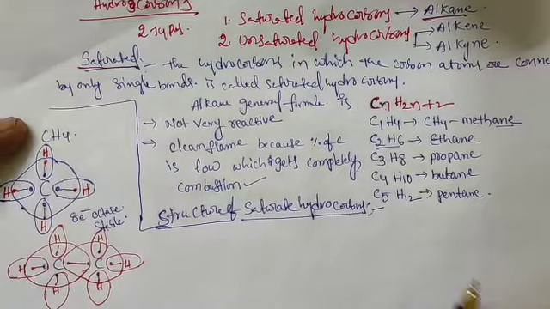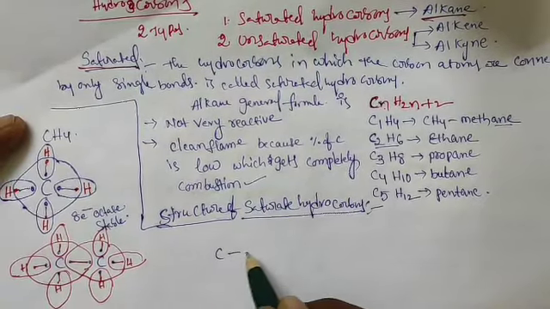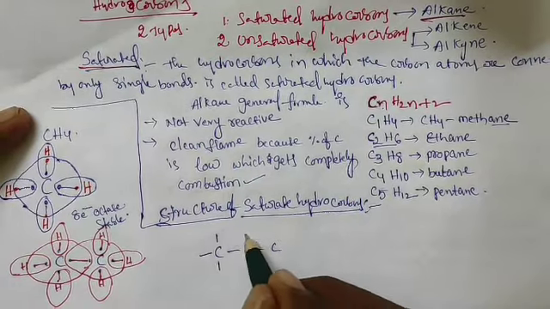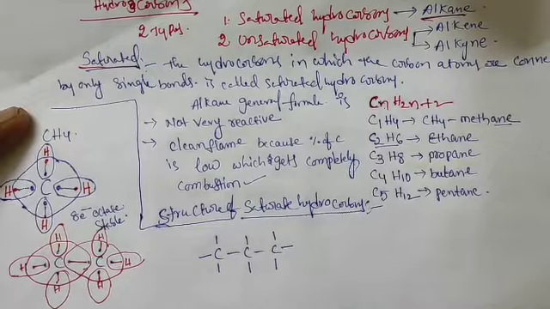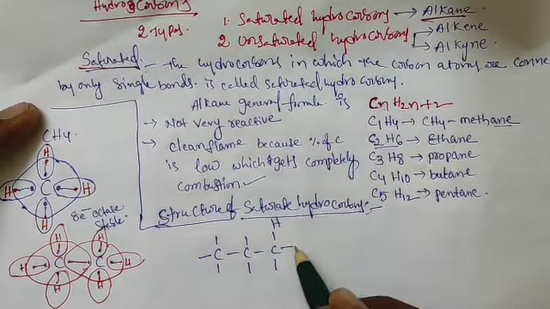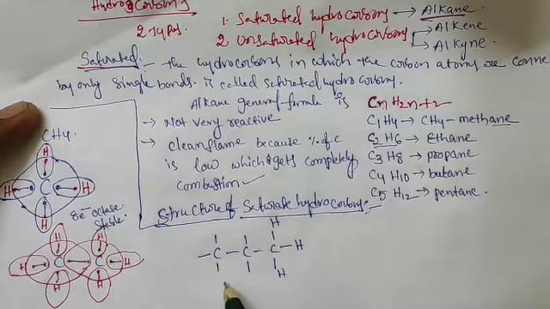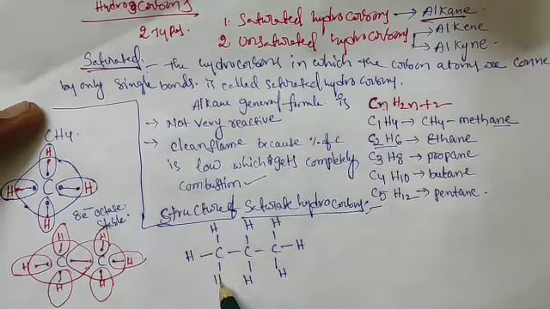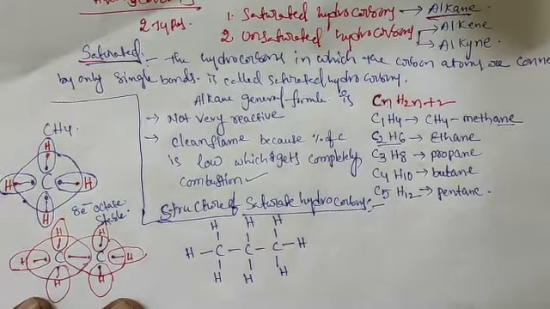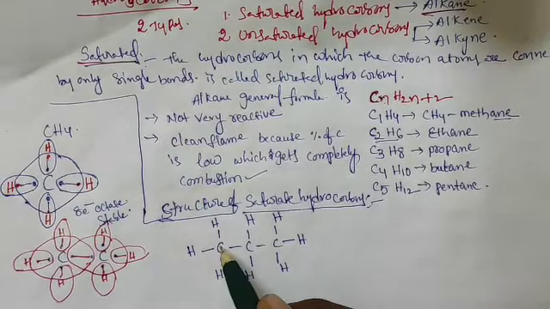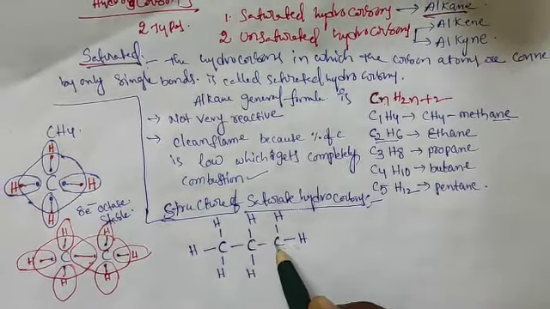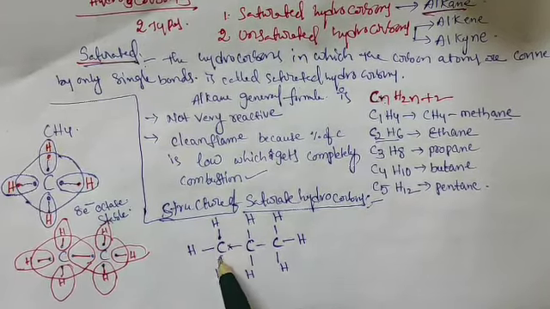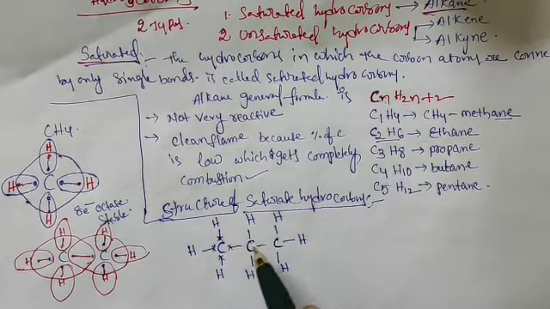So next is C3H8, 1H, 2H, 3H, 4H, 5H, 6H, 7H, 8H. So carbon has which valency? Tetravalency. Anywhere carbon gets 4 bonds means it is stable. If not, it is not stable. 4 bonds means it is satisfied. What is that? Tetravalency, satisfied, right?